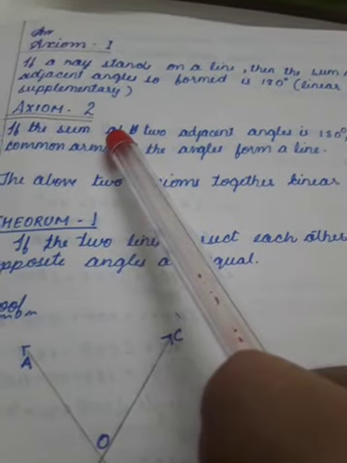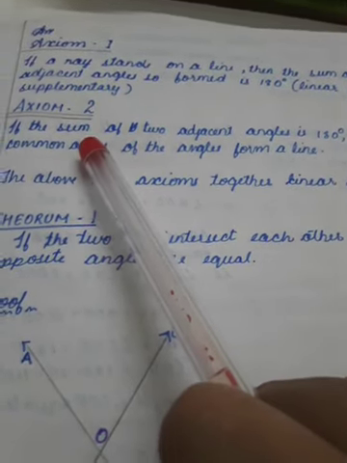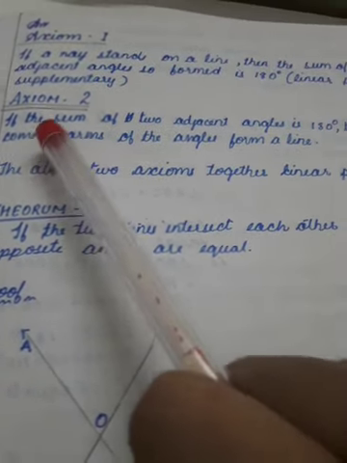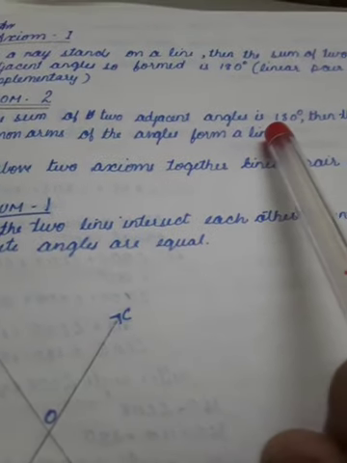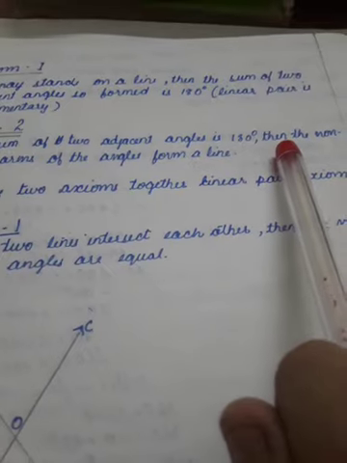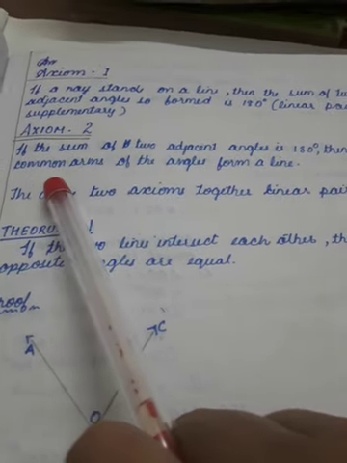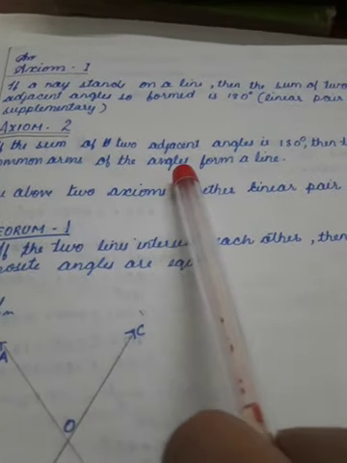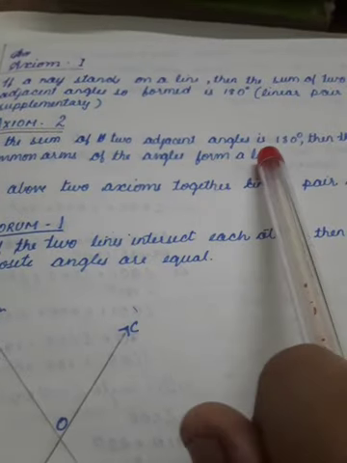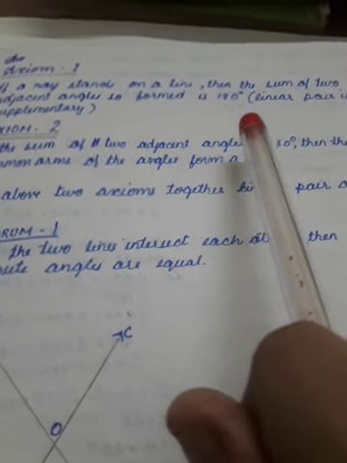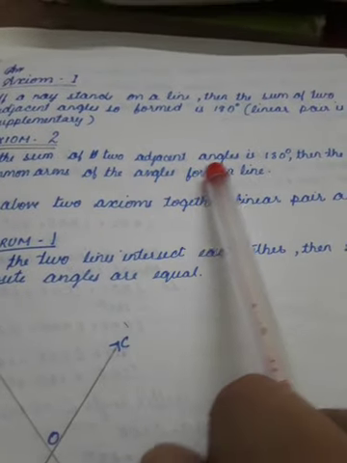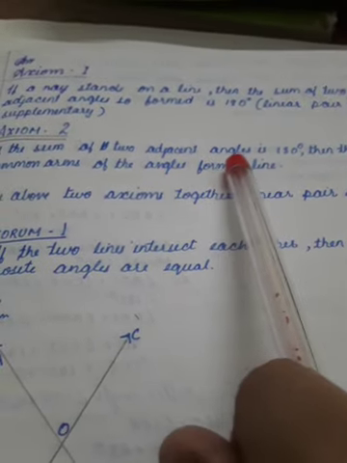Then next is the converse of linear pair axiom. That is axiom 2. If the sum of two adjacent angles is 180, then the non-common arms of the angles form a line. That means if the sum is 180 degrees, then the angles form a linear pair.